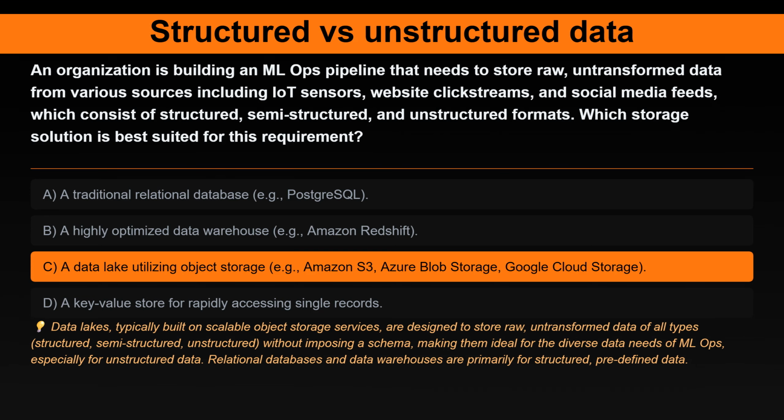The correct answer is a data lake utilizing object storage, e.g., Amazon S3, Azure Blob Storage, Google Cloud Storage. Here's the explanation. Data lakes, typically built on scalable object storage services, are designed to store raw, untransformed data of all types, structured, semi-structured, unstructured, without imposing a schema, making them ideal for the diverse data needs of MLOps, especially for unstructured data. Relational databases and data warehouses are primarily for structured, predefined data.